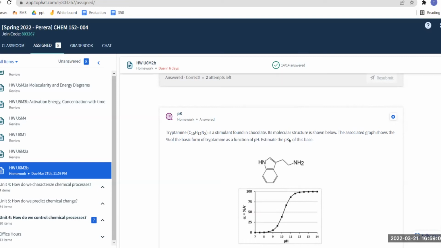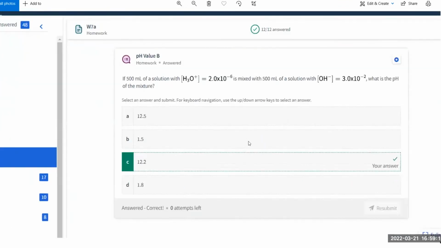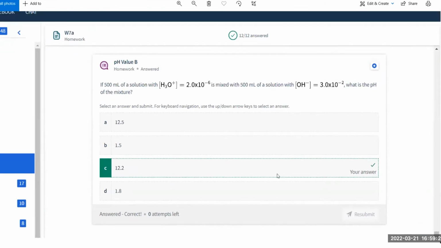Okay, let me share this. How do I share anew? I think you stop sharing first, and then share again. Do you see my new screen? Yeah, I see W7A. Yes, W7A. I did it correct.